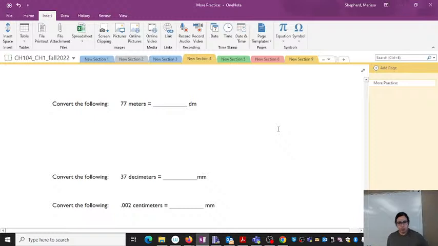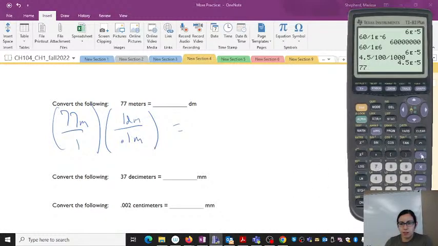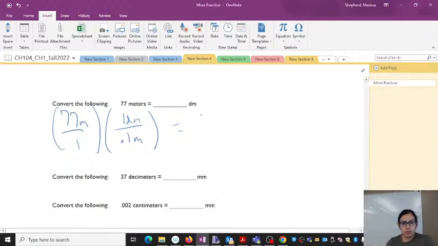All right, let's go 77 meters to decimeters. So 1 decimeter over 0.1 meters. Sorry, let me think about that for a second. Yes, that sounds good. And then plug that into our calculator. So divided by 0.1. And then what do we get for our answer? 770 decimeters. And then you could have had a different conversion factor here. In my notes, I just wrote 10 over 1, but this means the same thing.